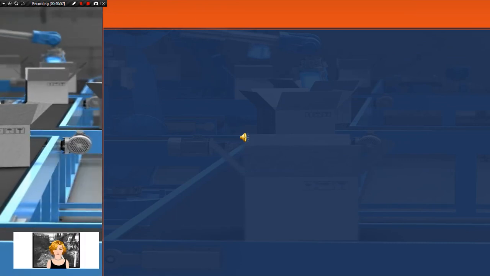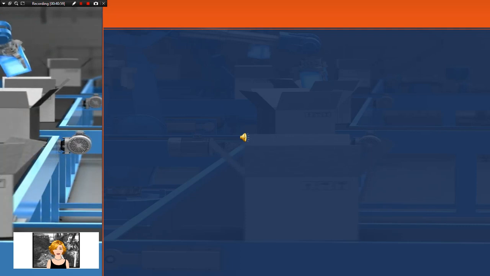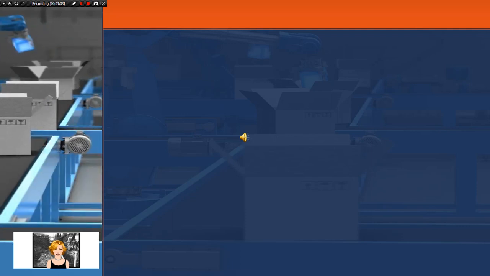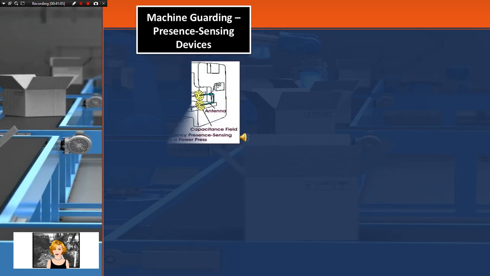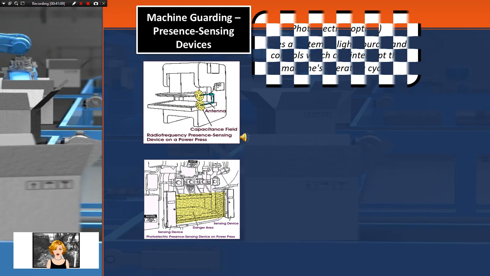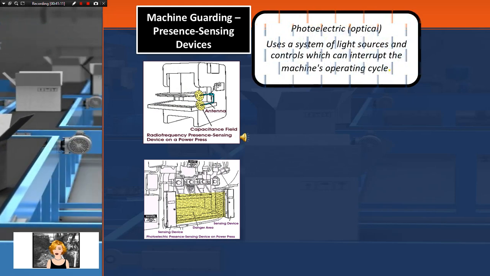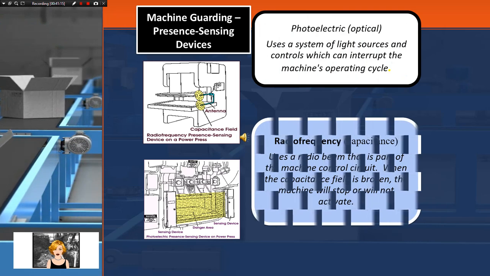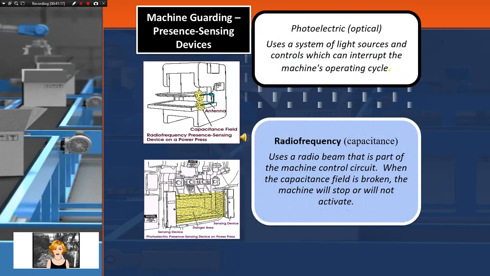Machine guarding, presence sensing devices. Photoelectric, optical, uses a system of light sources and controls which can interrupt the machine's operating cycle. Radio frequency, capacitance, uses a radio beam that is part of the machine control circuit. When the capacitance field is broken, the machine will stop or will not activate.